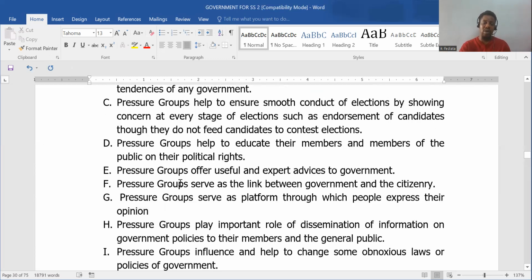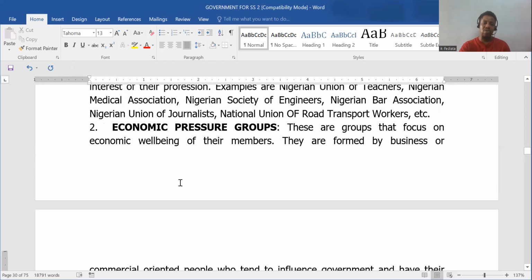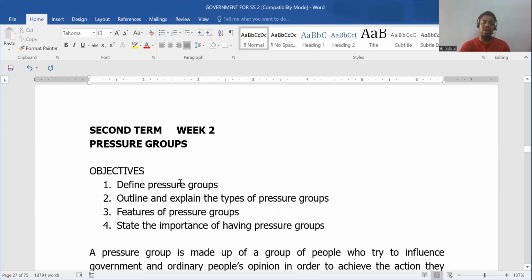So we're going to stop here. Remember, we looked at the following in this first lesson. We looked at definition of pressure groups. We looked at the types of pressure groups, the features, and then the importance of pressure groups as well.